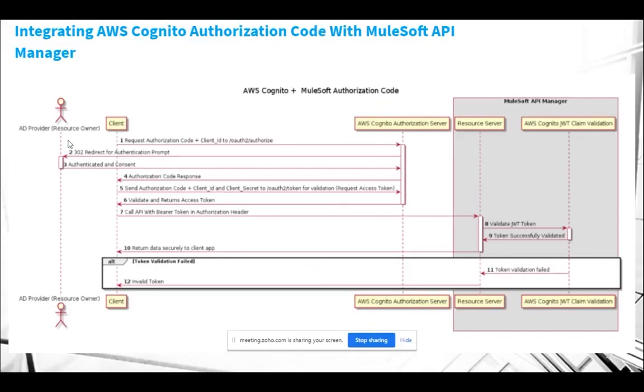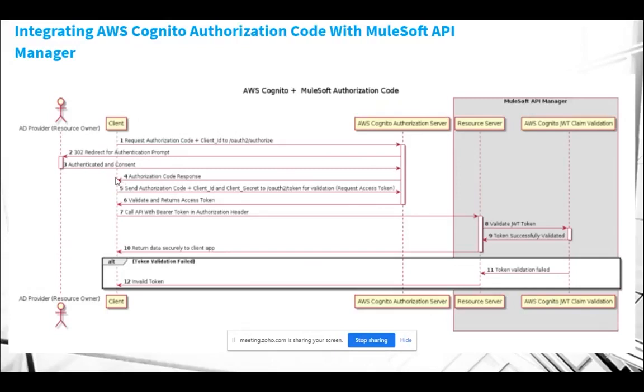So in this case, AWS Cognito itself is a resource owner. It will do the redirect to the AD provider, where you put your username and password. This AD provider or resource owner will validate the username and password and send the message to the AWS Cognito authorization server that everything is okay. Then it will send the authorization code to the client.